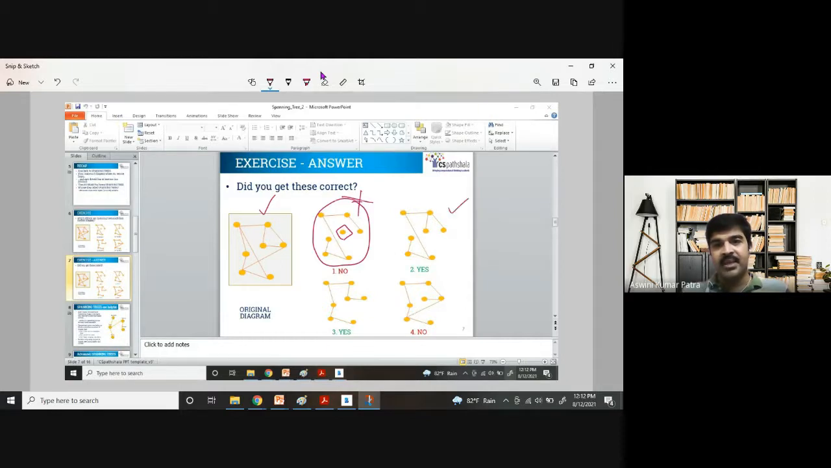And this one is correct because all the dots span over. This is correct. And this is incorrect because there is a loop involved, and loops are not allowed in a spanning tree or any tree. See, here is a loop. Here is a loop. Because of the loop, this is not a spanning tree. Okay, I hope you got it clear.